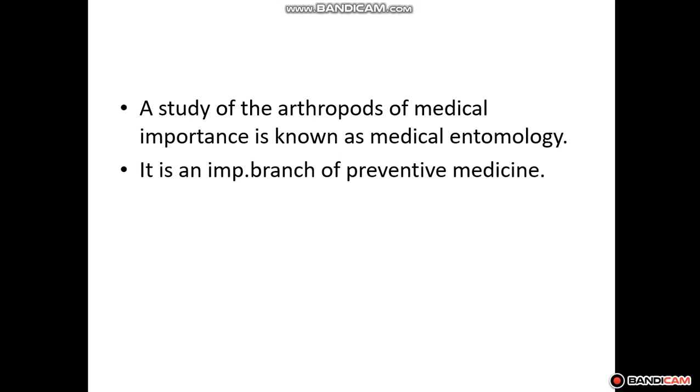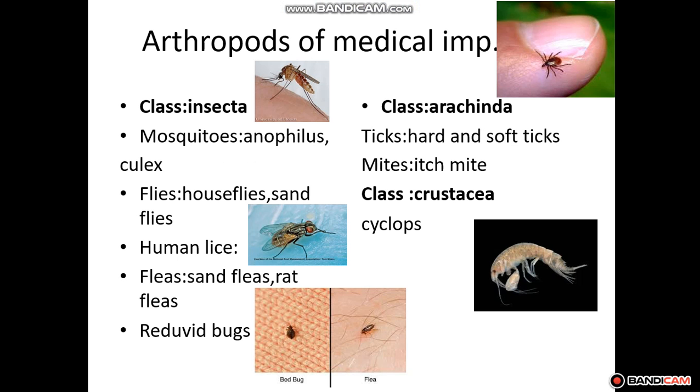So there are different types of arthropods that we'll see in the coming classes, coming slides. Whichever arthropods have a medical importance, the study of all these arthropods and the diseases caused by them, all these aspects, is called medical entomology. It is an important branch of preventive medicine because many diseases arise because of these arthropods. So identification of the arthropods, identifying what type of diseases are caused, and how to control these arthropods to prevent the further occurrence of the disease is very important, especially in this preventive medicine branch.